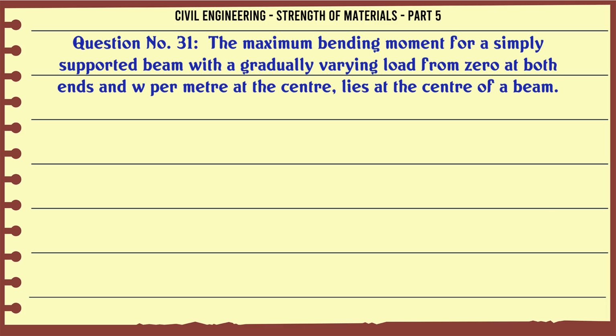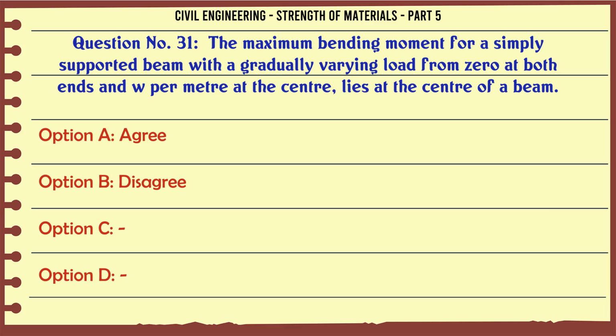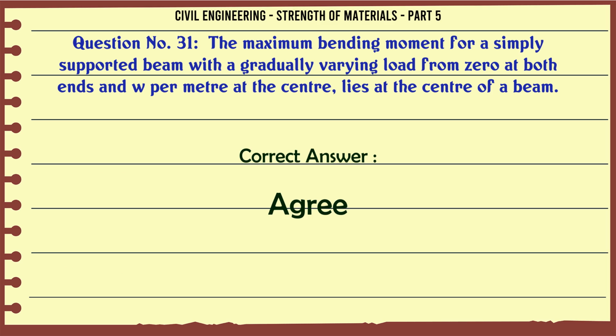The maximum bending moment for a simply supported beam with a gradually varying load from 0 at both ends and W per meter at the center lies at the center of the beam. A. Agree, B. Disagree, C. D. The correct answer is agree.